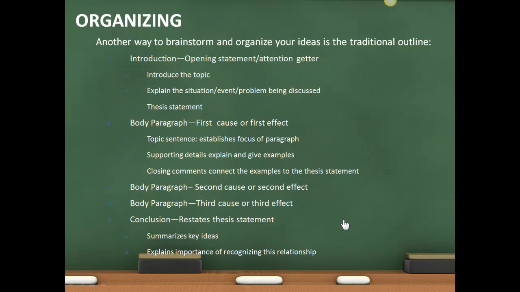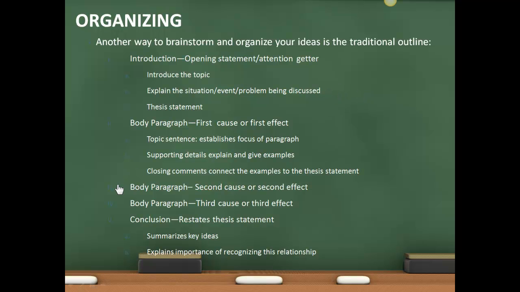Now, another organizing tool is to use the idea of a traditional outline. And a traditional outline sets up a Roman numeral for each separate topic area. So Roman numeral 1 is typically the introduction, and on your outline you think about what I'm going to use to get the reader's attention, and you write that down. In your introduction, you want to introduce the topic. You want to explain the situation or the event or the problem that you're going to be discussing and explaining in this essay, and then you provide a thesis statement that clearly gives us direction, that lets us know whether we're looking at causes or whether we're looking at effects.